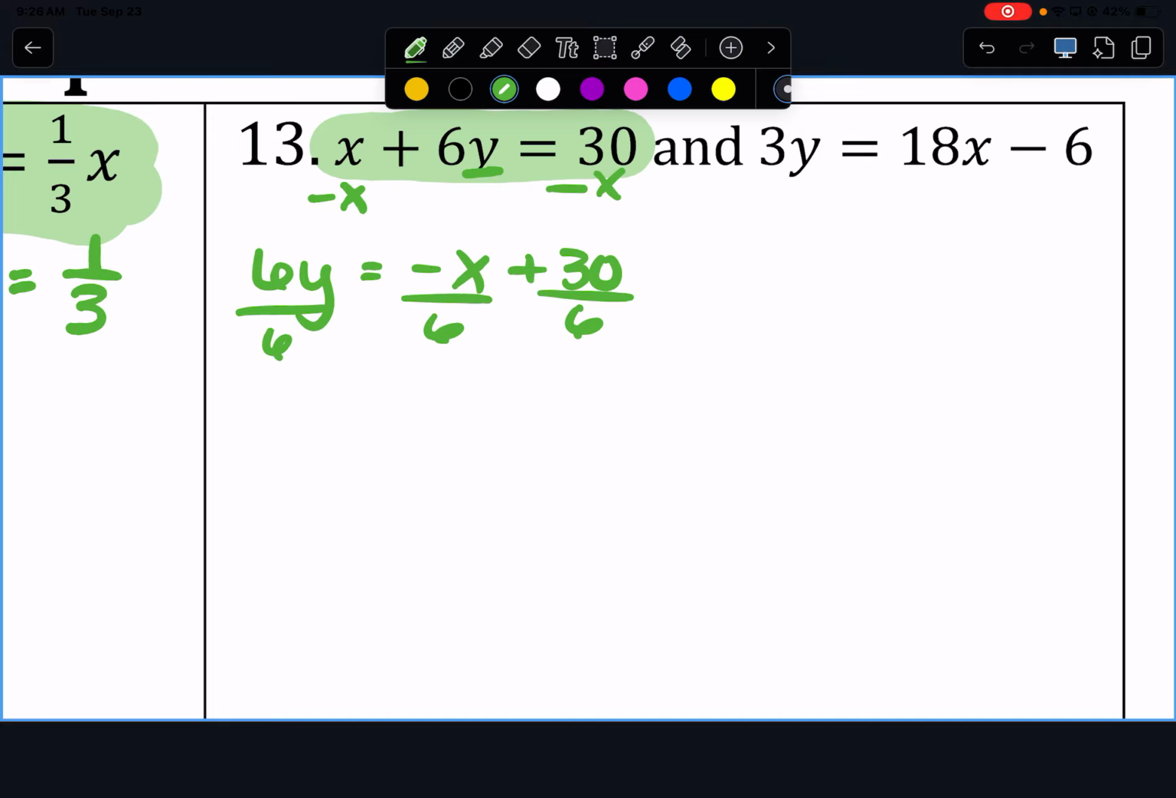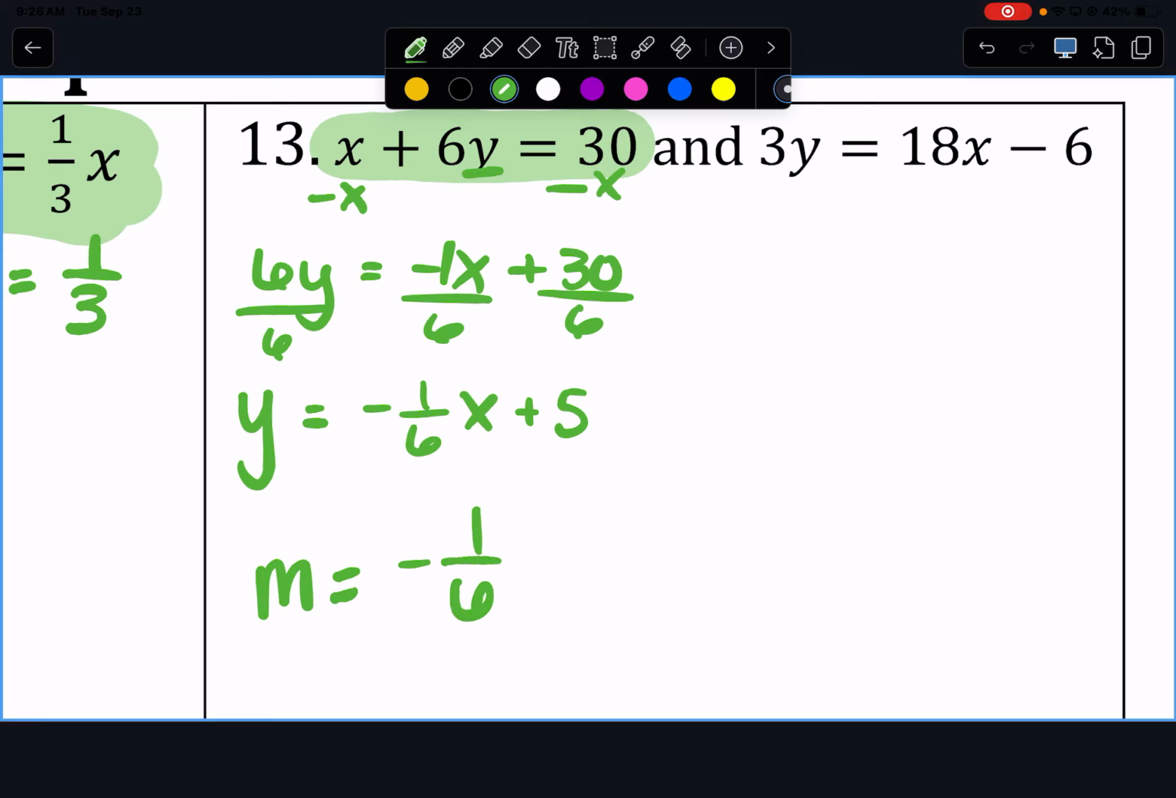So we get y equals, what is technically in front of the x right there? Negative 1. So that is really negative 1/6 x. What is 30 divided by 6? 5. So we get negative 1/6 x plus 5. What is the slope of that? Negative 1/6. Now, is the second equation in slope-intercept form?